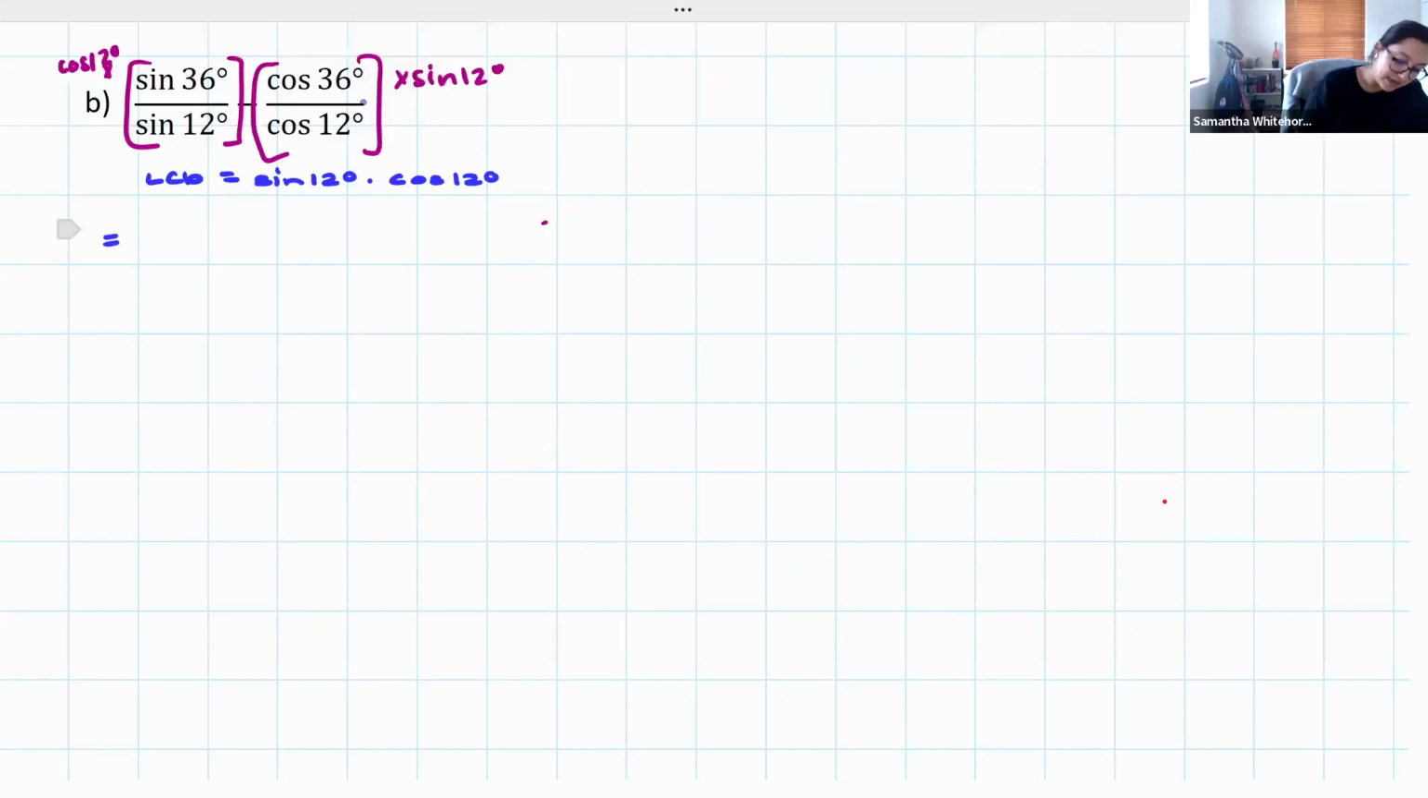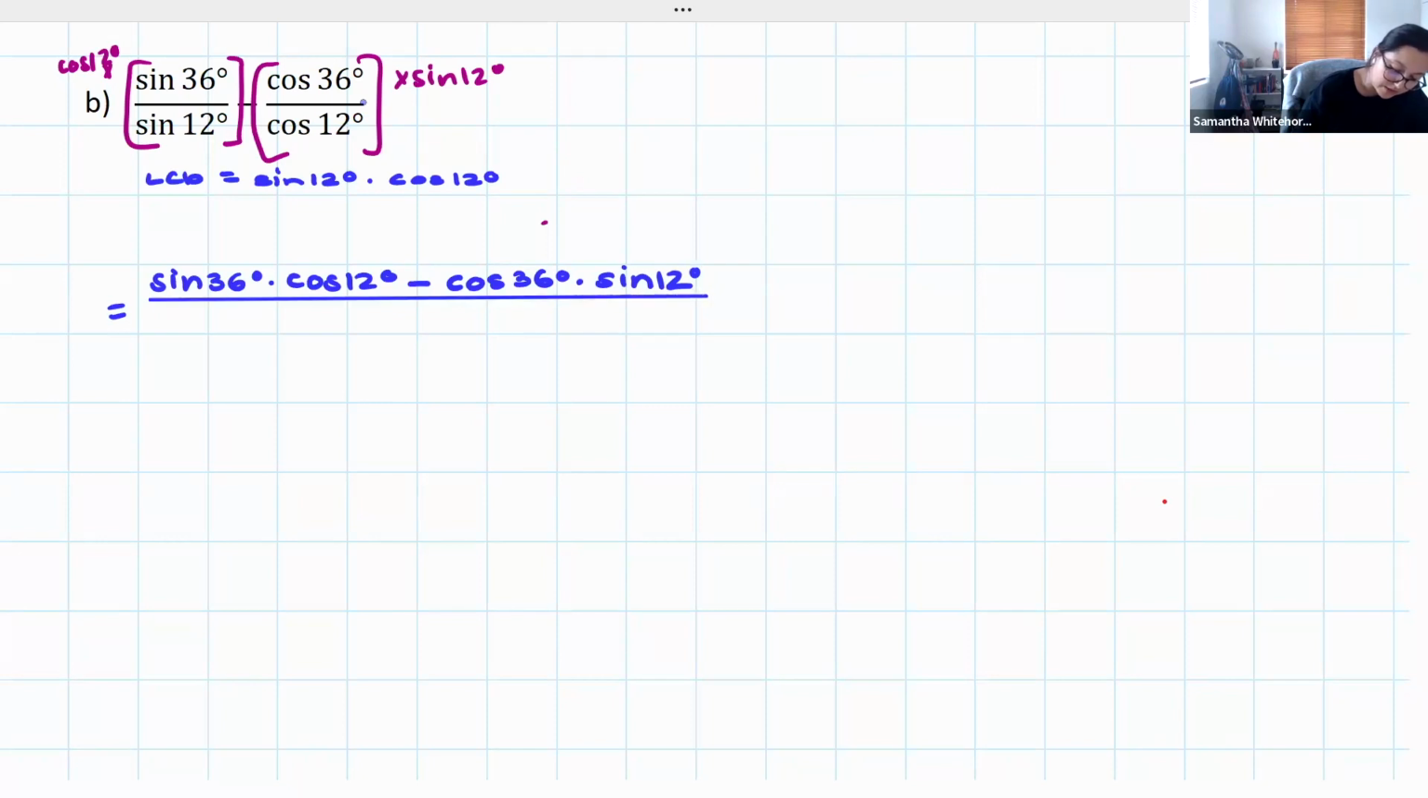And so what I have is sine 36 times cos 12, and obviously if you wrote those the other way around, it really doesn't matter, minus cos 36 times sine 12. And this is all over that LCD we just found of sine 12, cos 12.